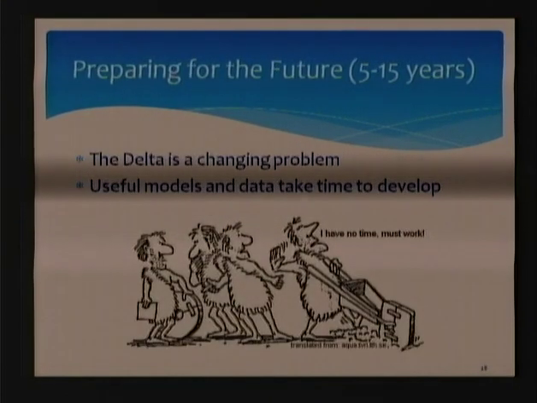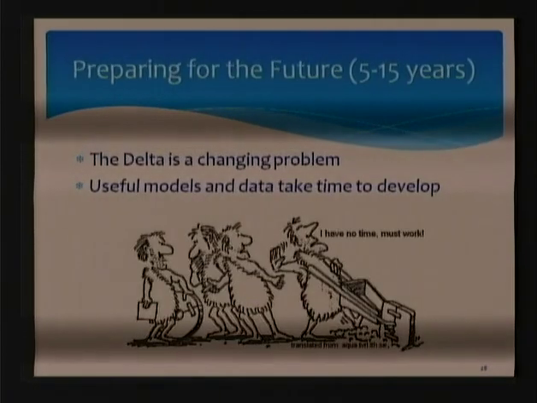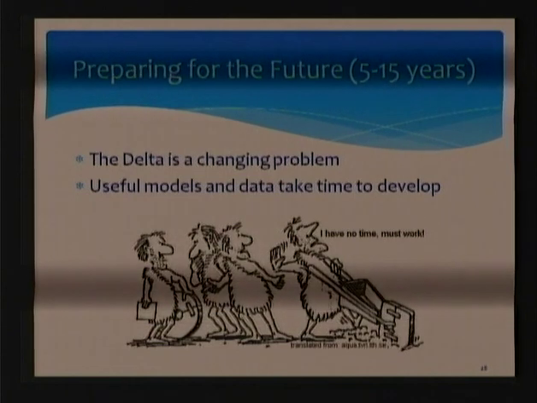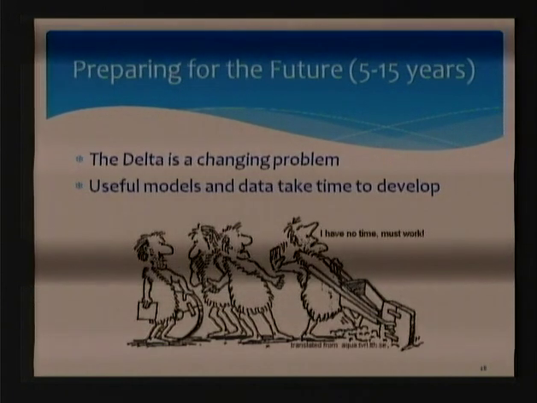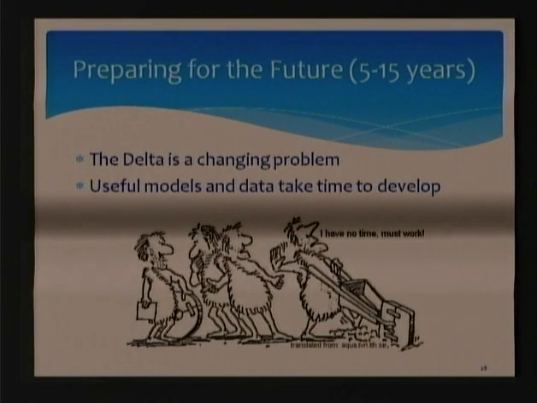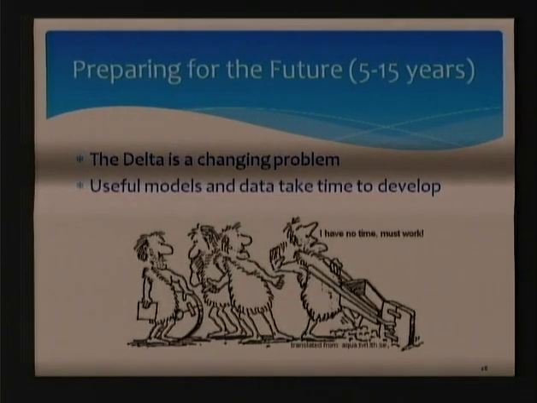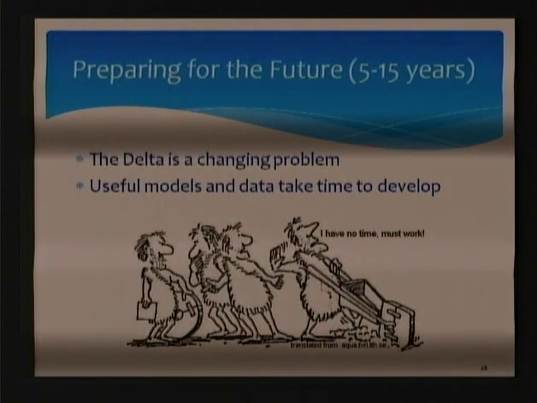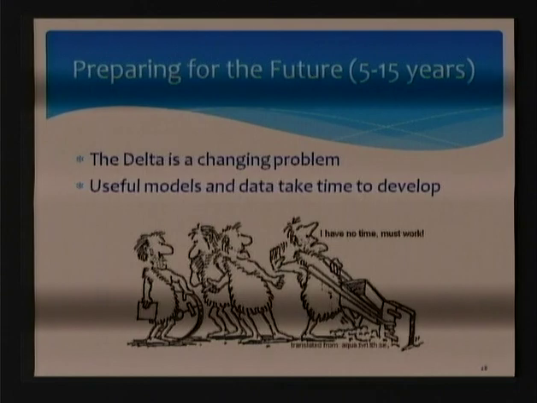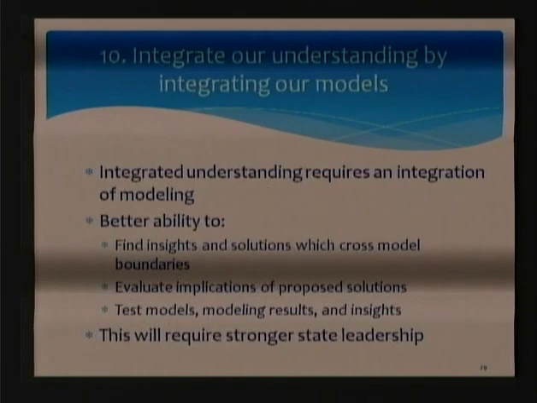Preparing for the future. So the last set of recommendations. The Delta is a changing problem. And so we're going to have to make our models and our data improve over time to address these questions and update for the changes in the system. And I like this cartoon a lot. I see quite a lot of it among our modelers, who are so busy preparing for the next set of board hearings, perhaps, that they don't have time to really think about how we could make this whole enterprise work a little bit better in the long run. So I think there's a lot of misdirected attention in that sense. Next slide, please.